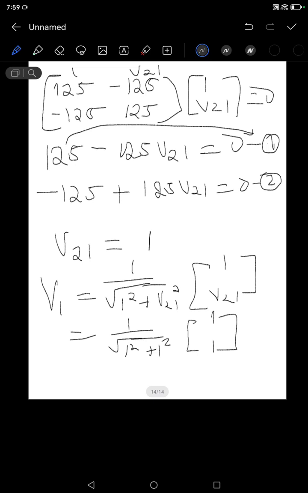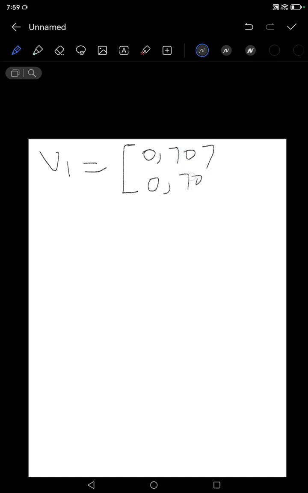It's 0.70. So we're going to have 0.70 into 1 and 1. And then we can just multiply 0.70 with 1 and with 1. So therefore our v1 is going to be 0.707. And then we're still going to do the same thing on v2.